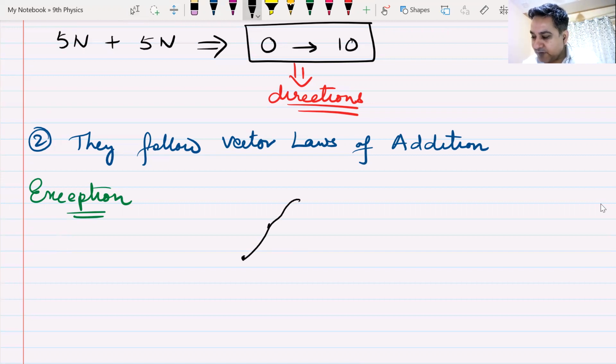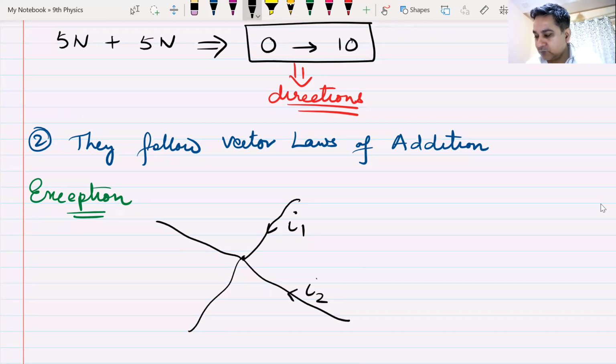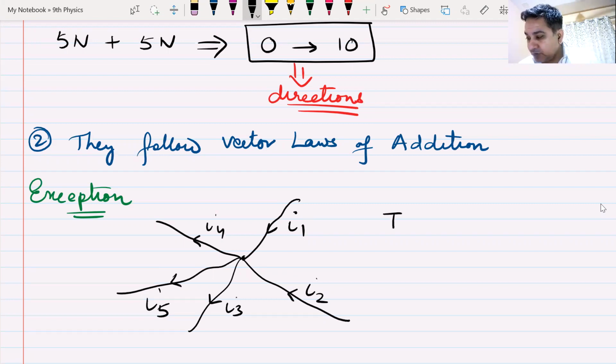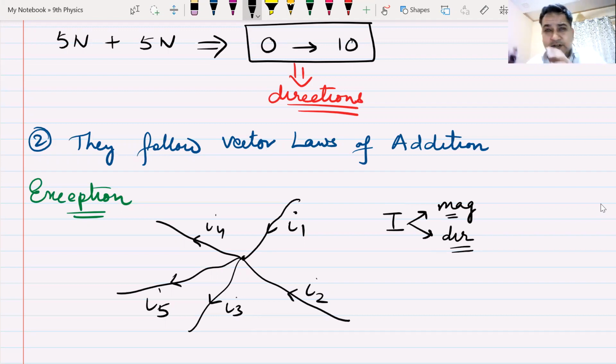Let us suppose there is a wire carrying current I1. It comes to a point, then it bifurcates. I1 and I2 are coming in, I3, I4, and I5 are going out. Now current, do you know about current? Current has a magnitude and definitely has a direction. As you can see, I have drawn I1 as the value of current and shown its direction. All these currents are meeting at point A.